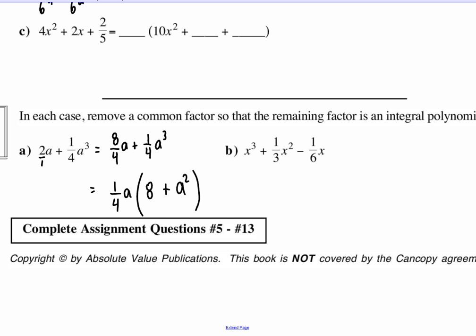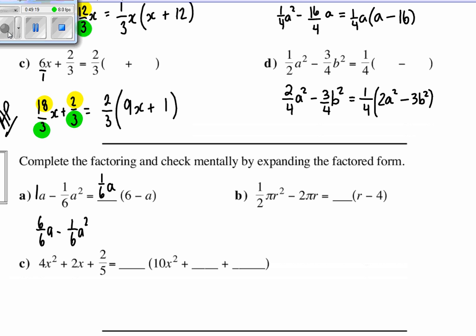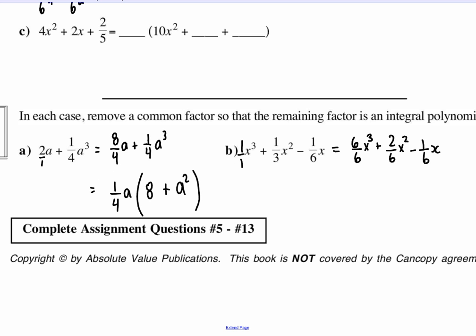Okay, try B on your own, and we'll do the last example. We factor out 16x, and you're left with 6x squared plus 2x minus 1. Okay, there's your answer.